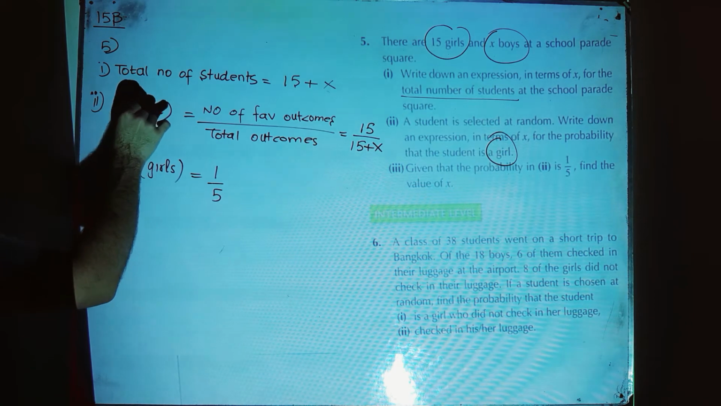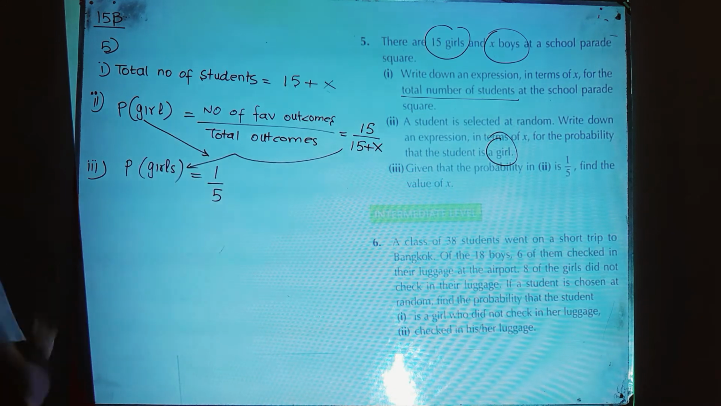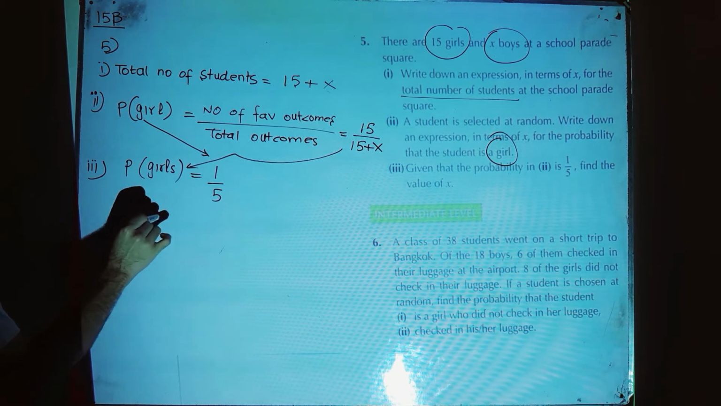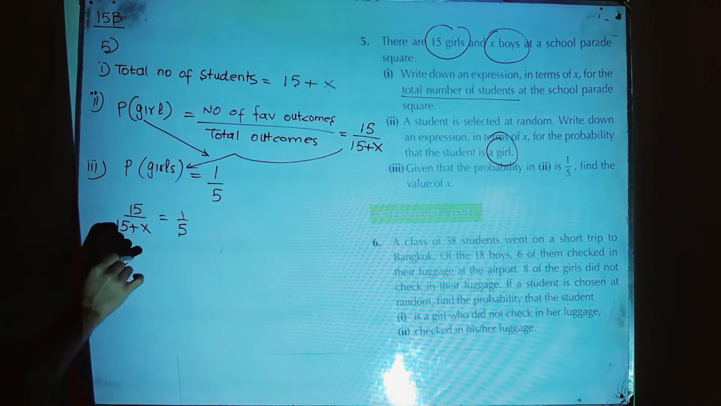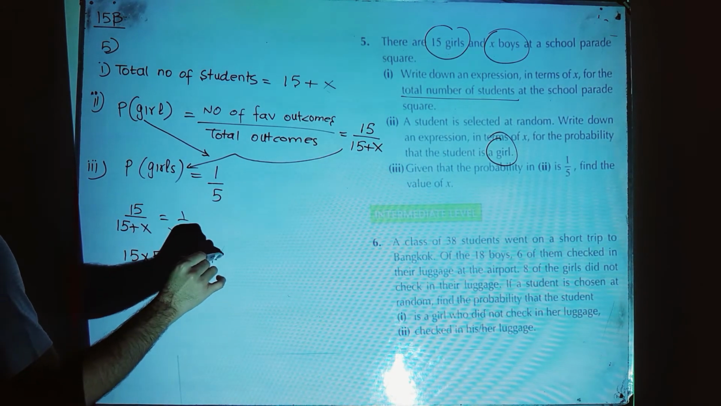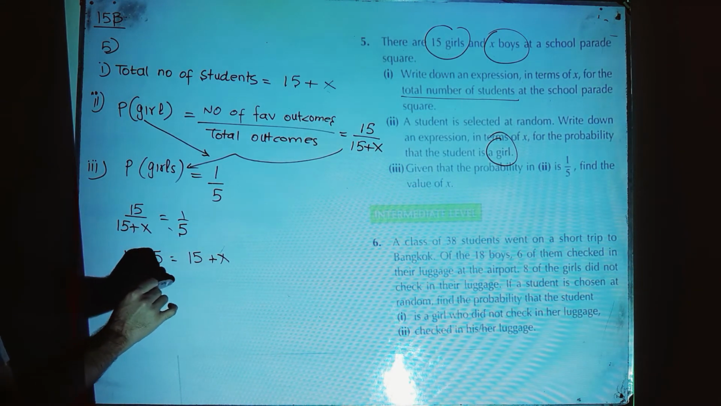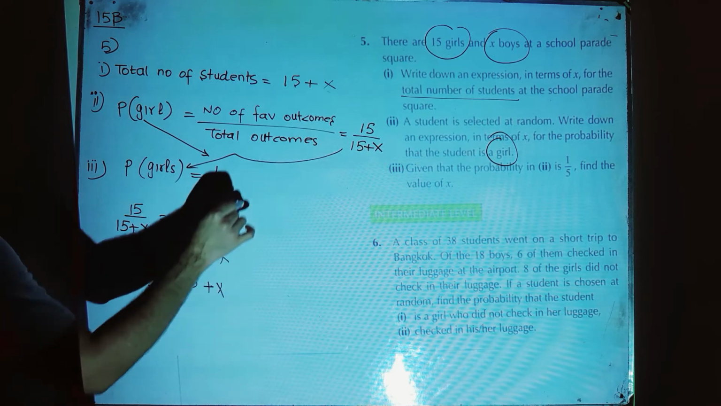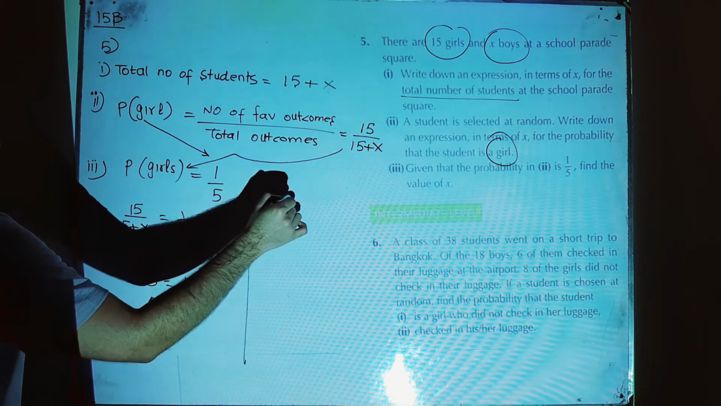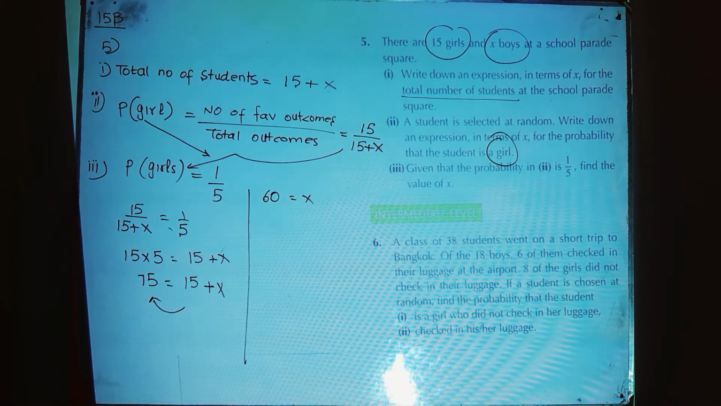Well, the probability that we have a girl student is 1 over 5 and that was 15 over 15 plus X. So, 15 over 15 plus X is equal to 1 by 5. Cross multiply: 15 into 5, 75, is equal to 15 plus X. Move 15 over here, 75 minus 15 will give you 60. This is the value of X, and this is the solution for question number 5.